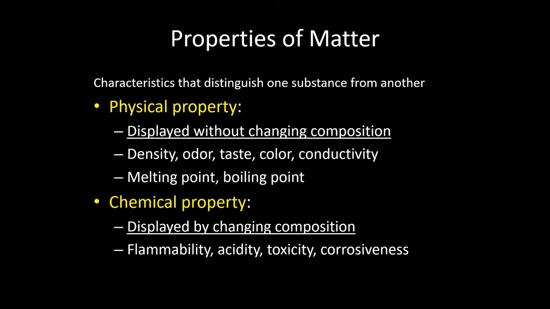Color is the same way. If you look at the orange and you say, look at that, the orange is orange, there was no chemical change that had to occur in order to display that property. The color of an object can be measured. It is displayed without chemically changing anything. So anything that can be measured or is displayed without changing the chemical composition of the sample is a physical property.